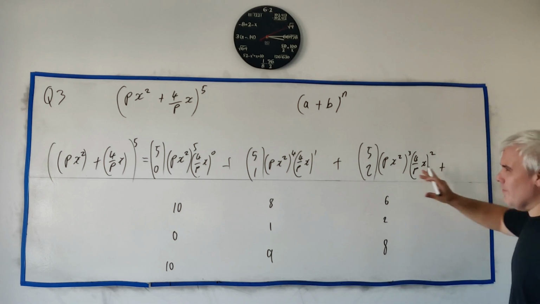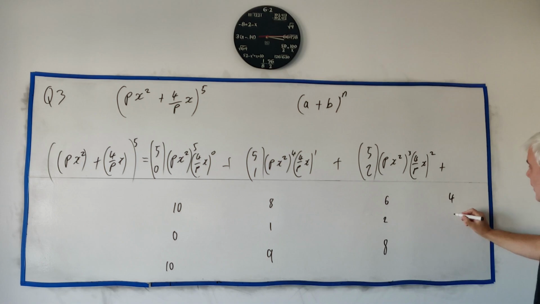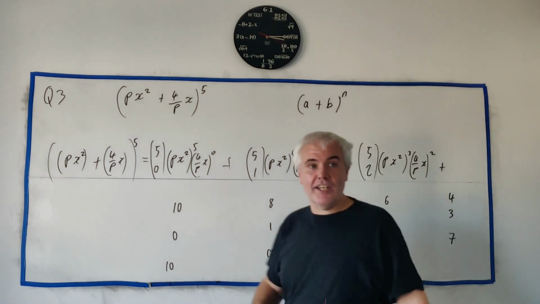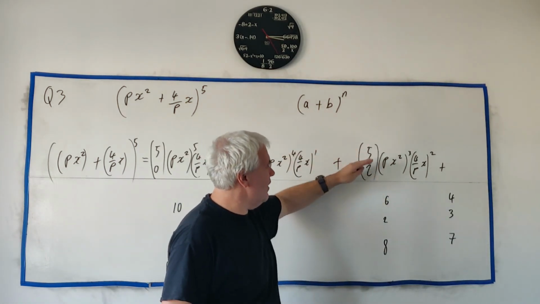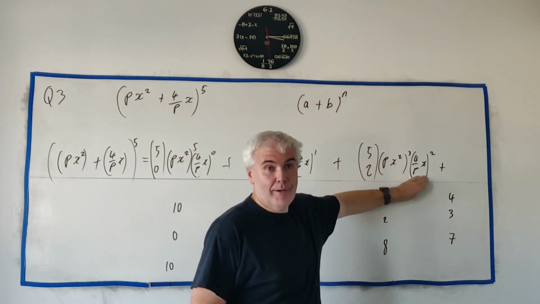And next one, which I don't even have because I've done this in the wrong order now, we'd have 4 of them and then 3 of them for a total of 7. This is the one we're actually interested in. So we're interested in the next term here, 5 choose 2, of this guy to the power of 2, this guy to the power of 3.